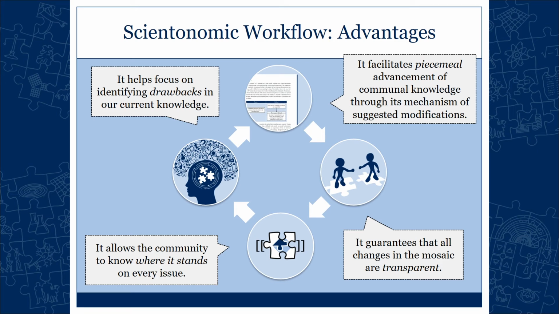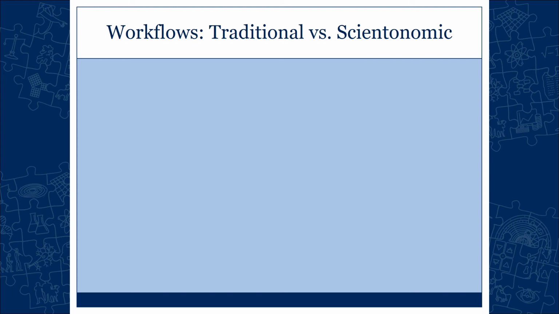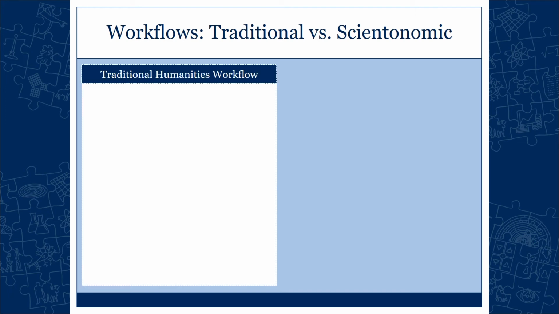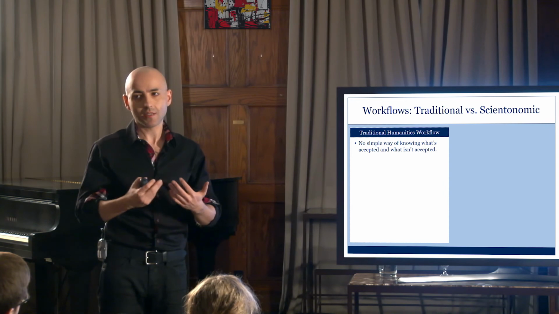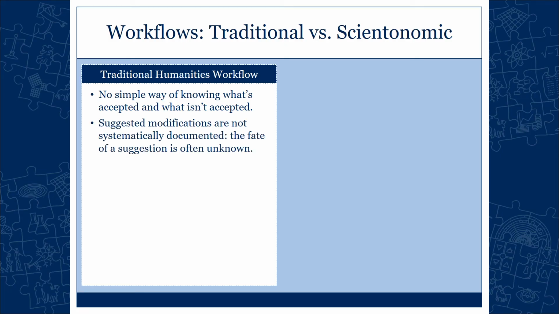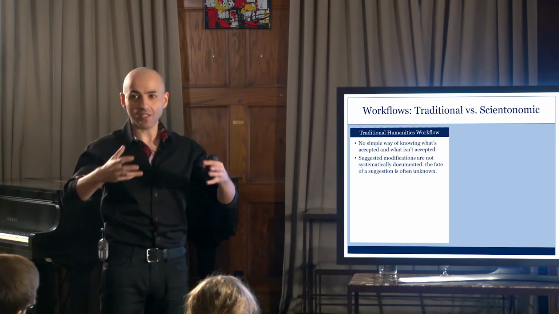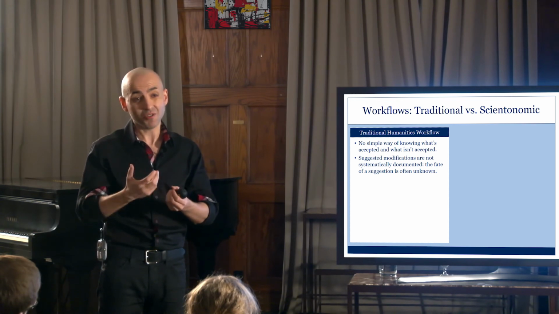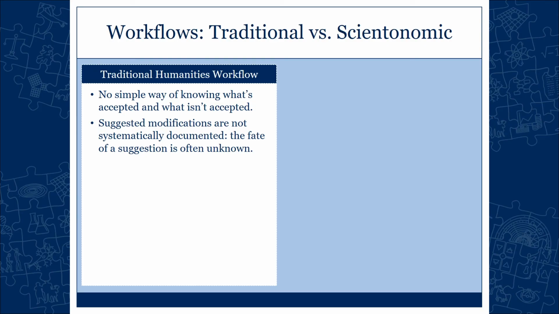it became accepted. Now, I want to give you a diagram that compares the traditional humanities workflow with our scientonomic workflow. So a few things that you can say about the traditional humanities workflow is that, for one, there is no simple way of knowing what's accepted and what isn't accepted. This is very unfortunate, but that's what you have in the humanities. Any idea that's suggested in these papers, well, they're not systematically documented in a way that you can extract those suggested modifications because papers are not written with that purpose in mind.